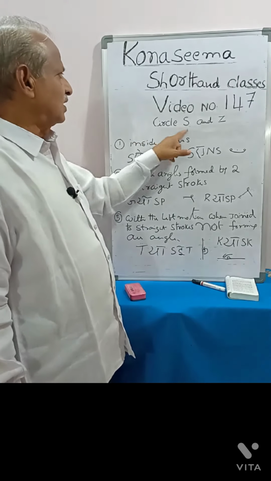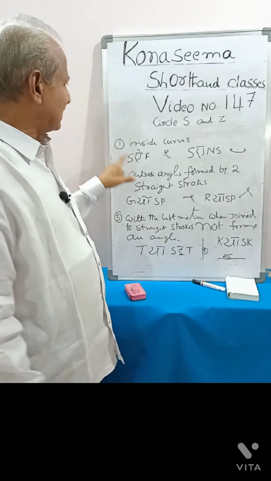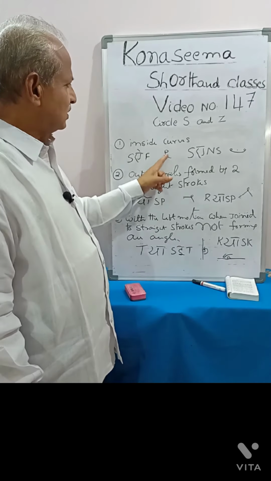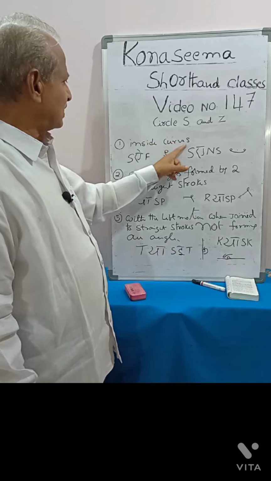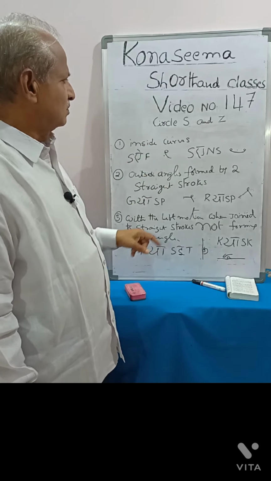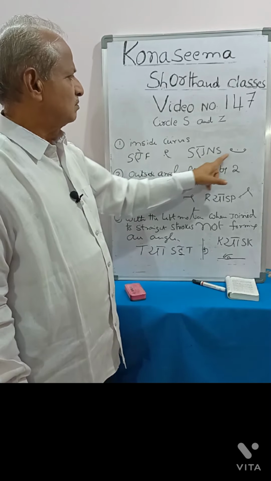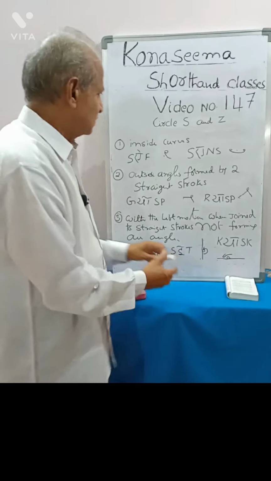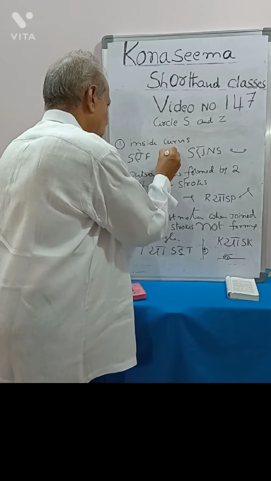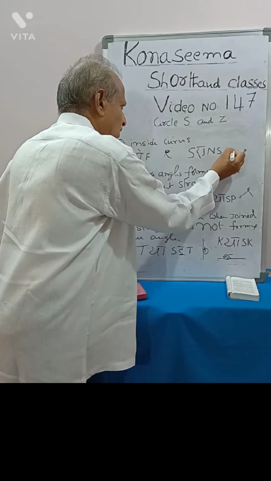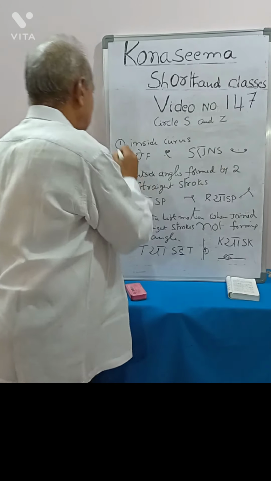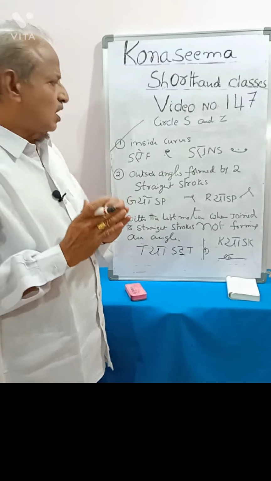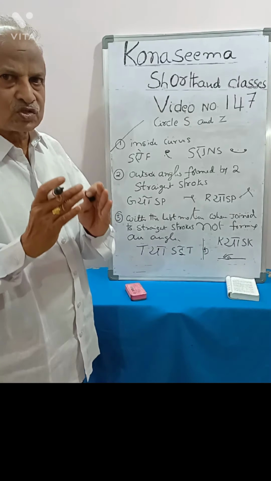Also, the circle S is written inside curves. This is the curve, and inside it the circle is written. Safe, sense, circle S, N, circle S, inside curves. Like this it is written. Next, outside angles formed by two straight strokes.